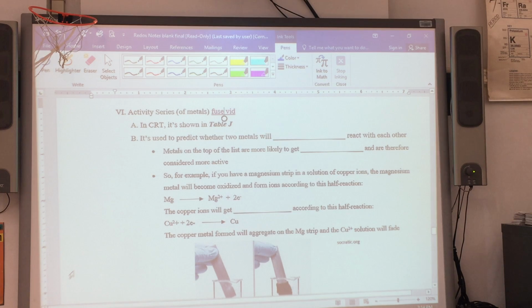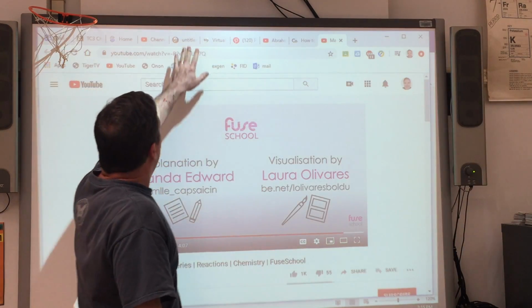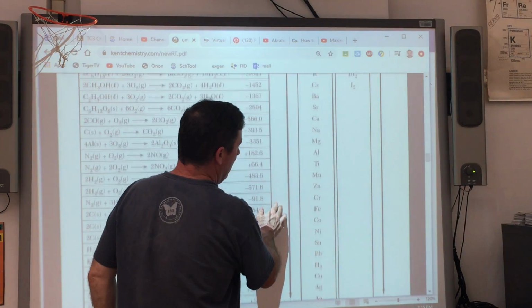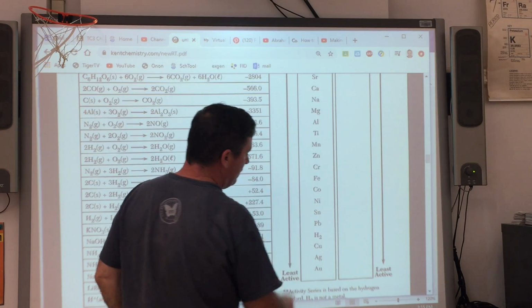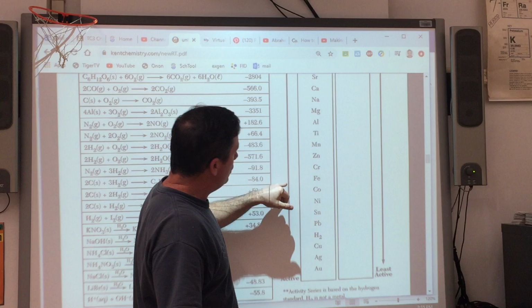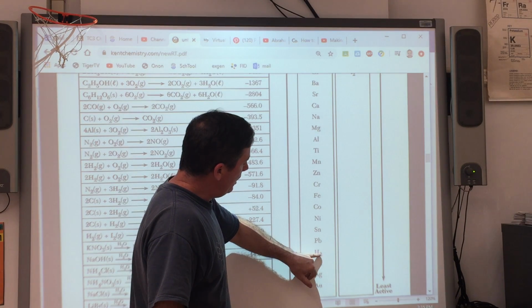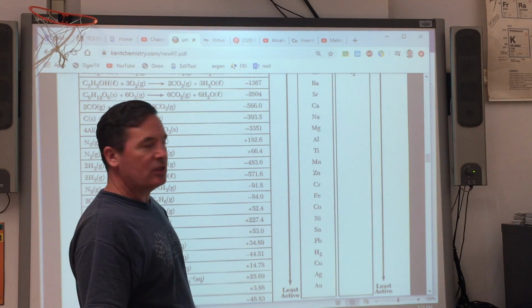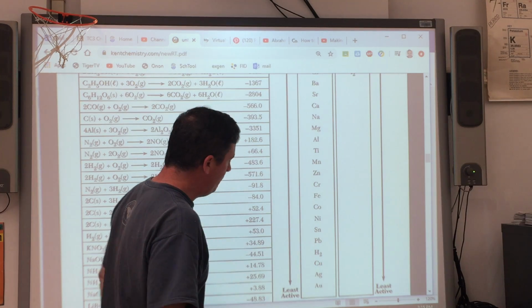Okay, now you've got this in Table J, which is right here. Now we have looked at this before. We were comparing, I wanted you to figure out whether one metal could displace another. And if I added an acid, would the acid cause hydrogen gas to be liberated or given off?